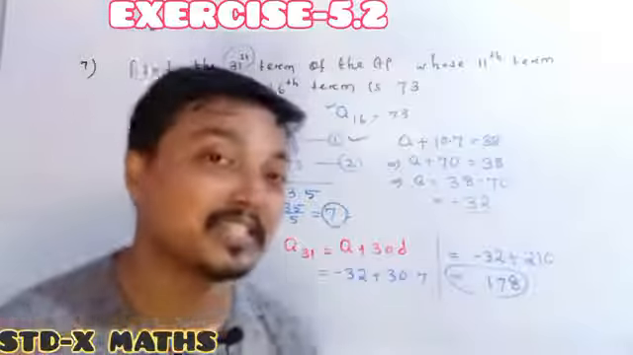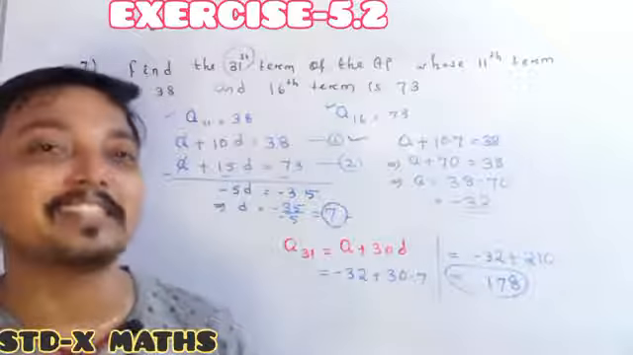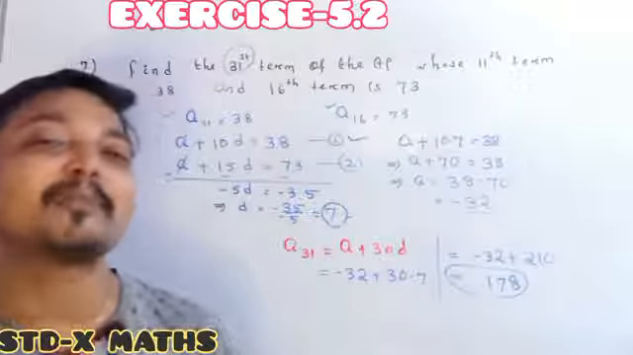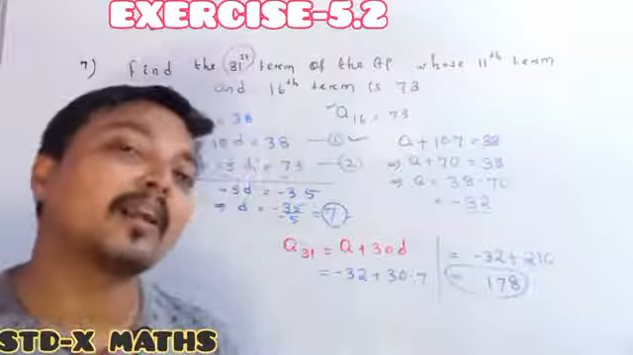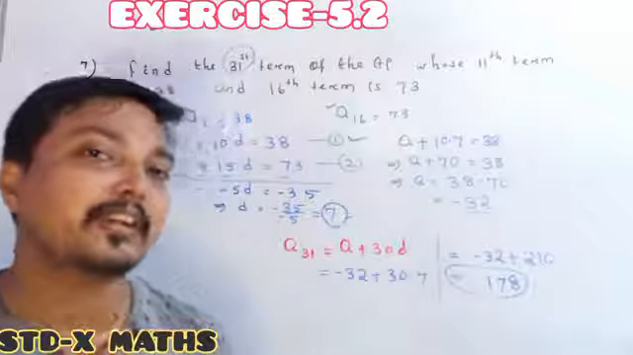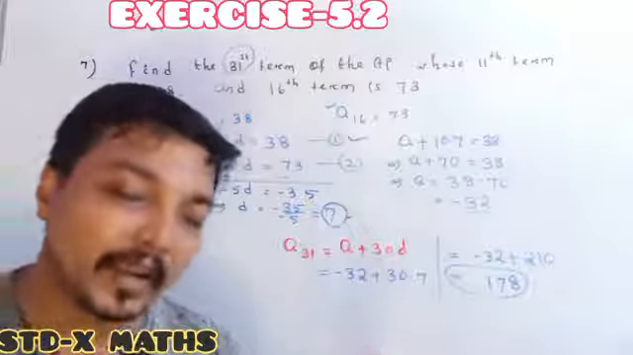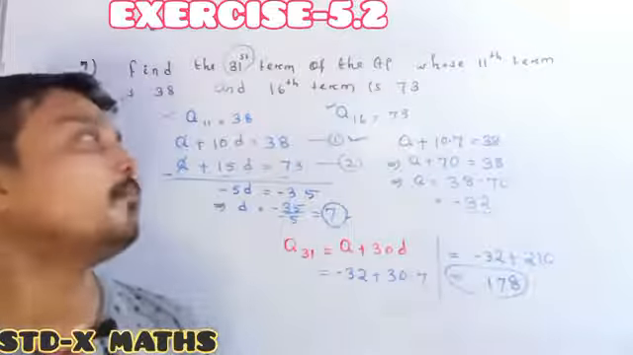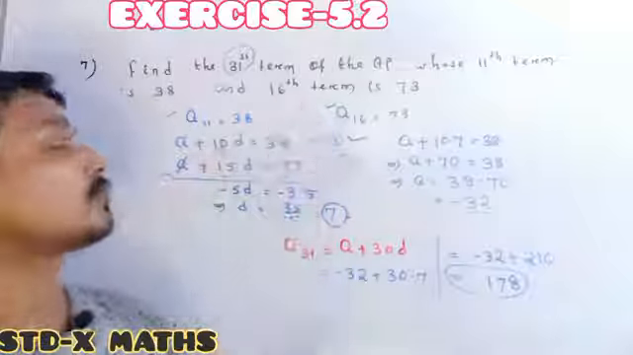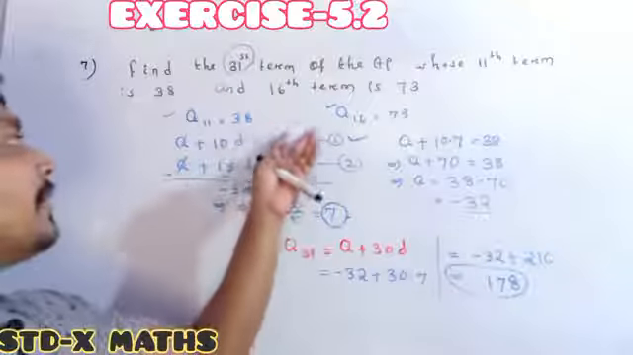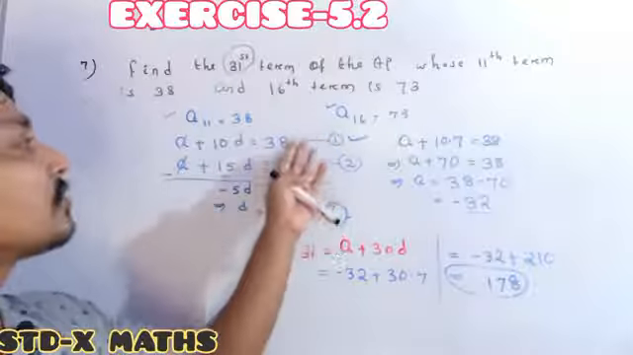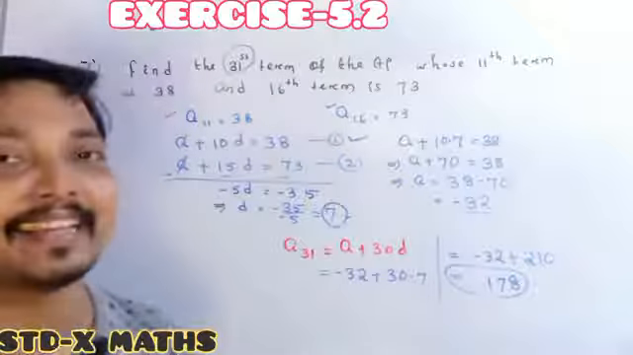Tell me how easy this question is. Another thing you have to remember: if the sum of two terms is given, it means a pair of linear equations is given. By solving, you can find the value of A and D. In the same way, whenever two terms are given, by forming and solving the two linear equations, you can also find the value of A and D.